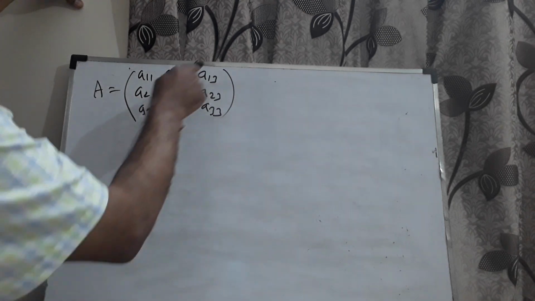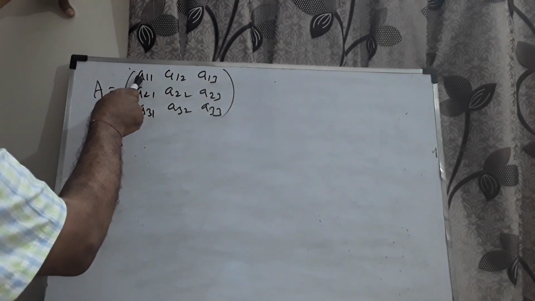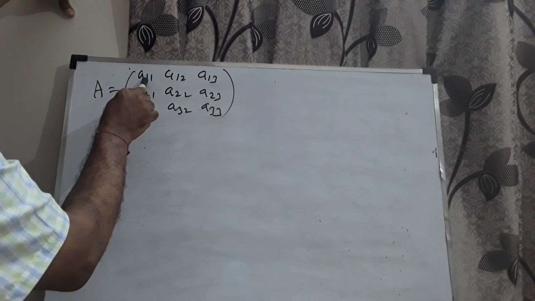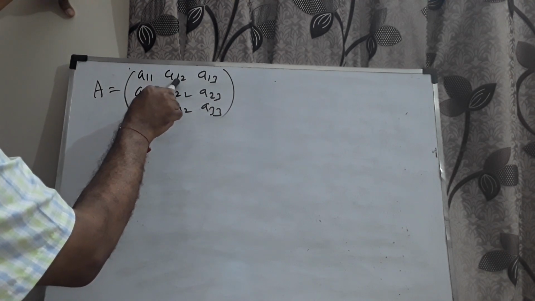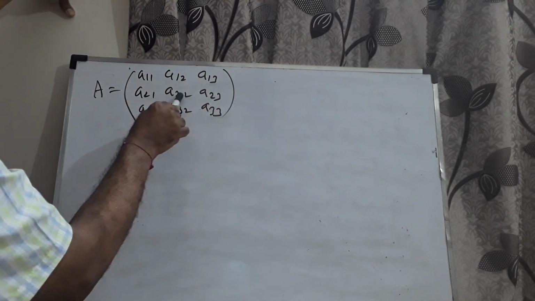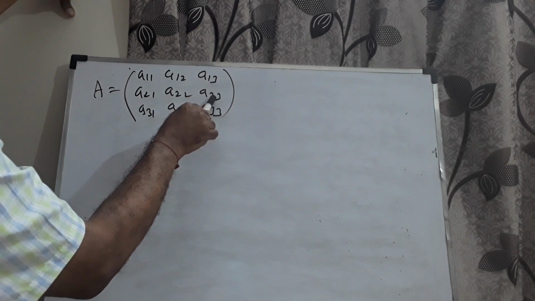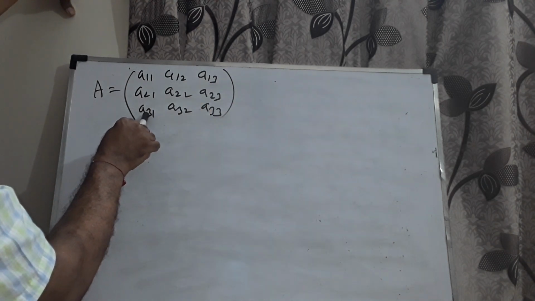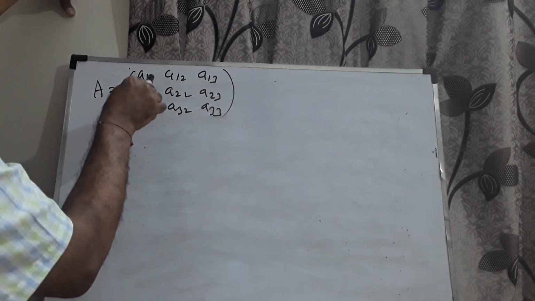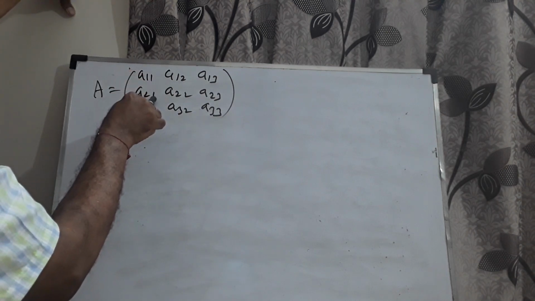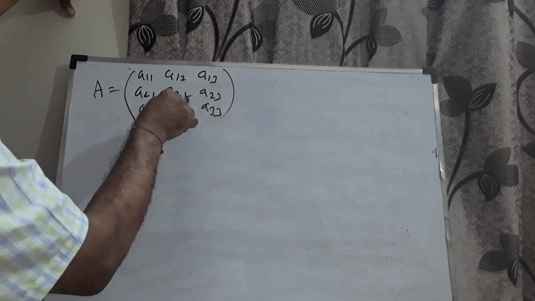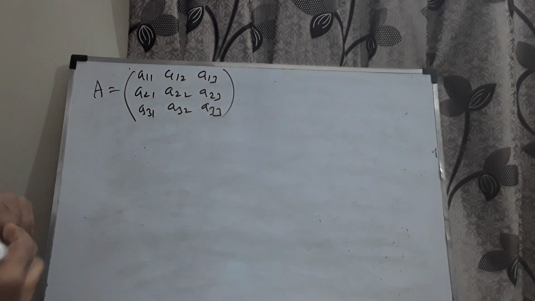Therefore, there are 3 rows and 3 columns. If I take the elements of the first row, this is A11 into its cofactor plus A12 into its cofactor plus A13 into its cofactor, or A21 into its cofactor plus A22 into its cofactor plus A23 into its cofactor, or A31 into its cofactor plus A32 into its cofactor plus A33 into its cofactor. Similarly, for columns I can write A11 into cofactor plus A21 into its cofactor plus A31 into its cofactor, or A12 into its cofactor plus A22 into its cofactor. That is how it is being expanded.